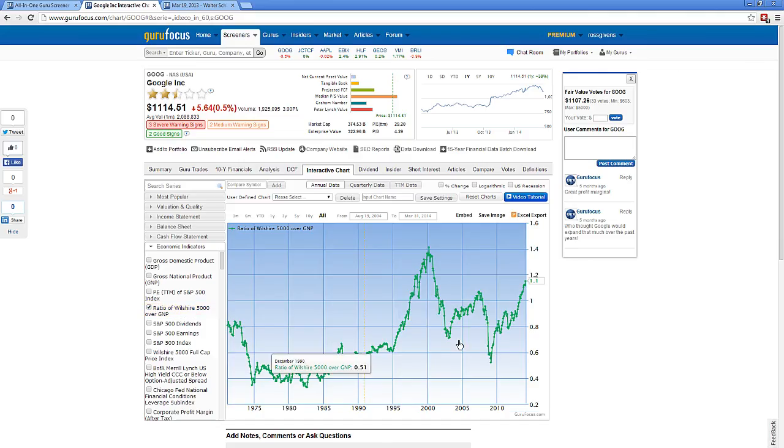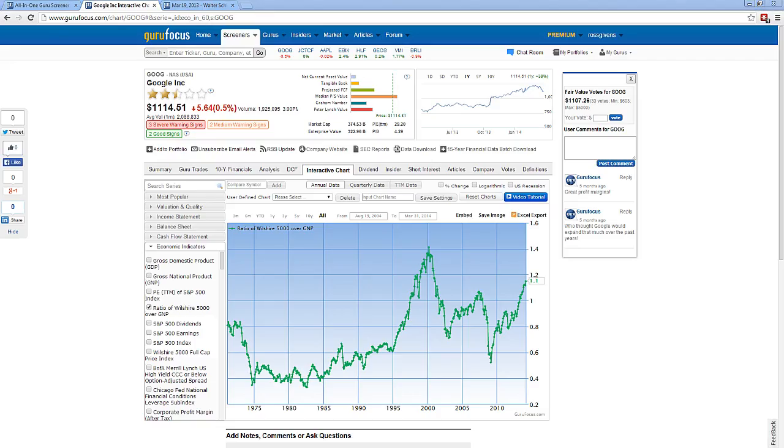And here's that ratio. We use the Wilshire 5000 for total market cap and gross national product instead of GDP. They're about the same. But you see, over 1 is 100%, and Buffett really likes it when it's below 80. The lower the better, because you're getting more bang for your buck. The higher, the more risky it becomes.